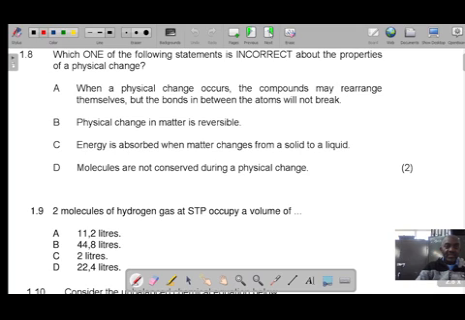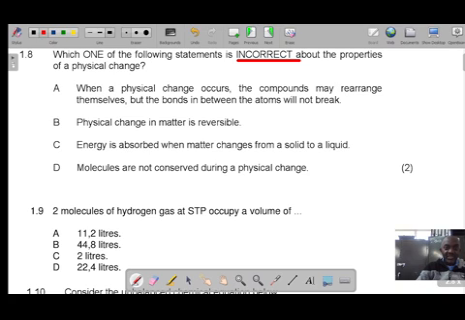Which one of the following statements is incorrect about the properties of a physical change? Don't forget your English, they're saying incorrect, which means the rest are correct. So let us find out which ones are correct. Then, of course, the one which is not correct will be the answer. Let's check it out here. We're talking about physical change, don't forget.